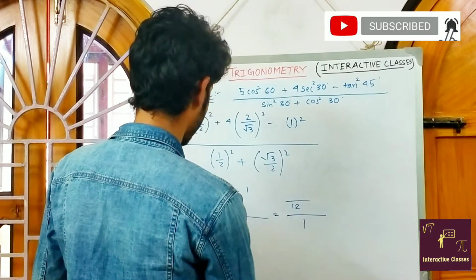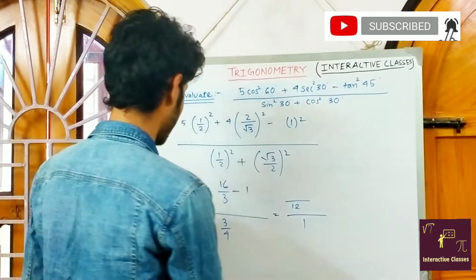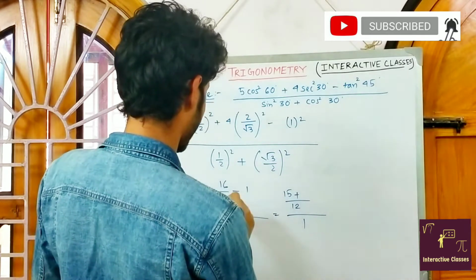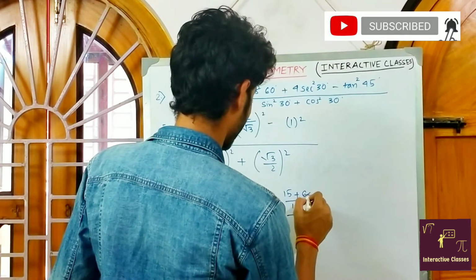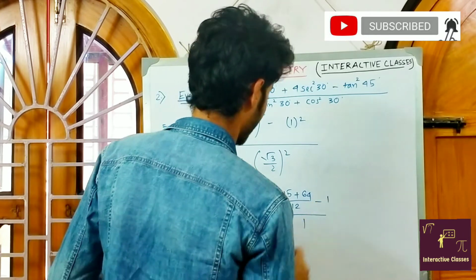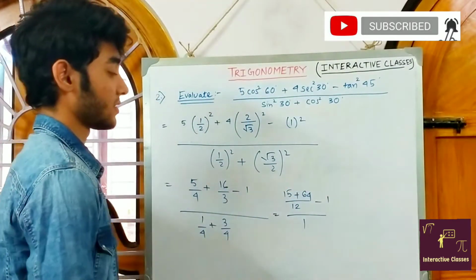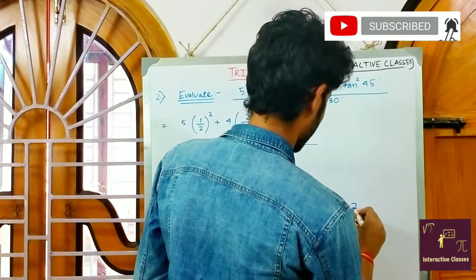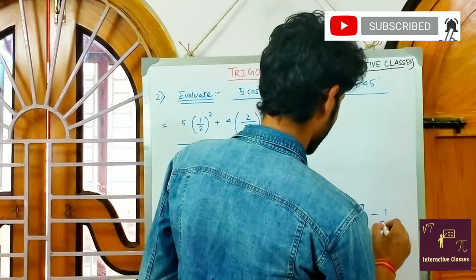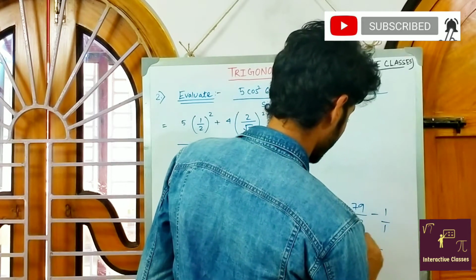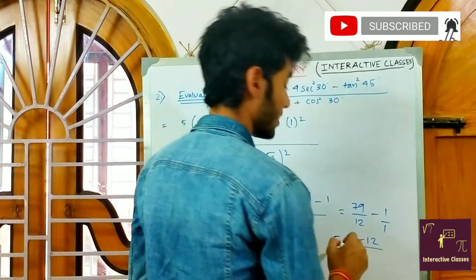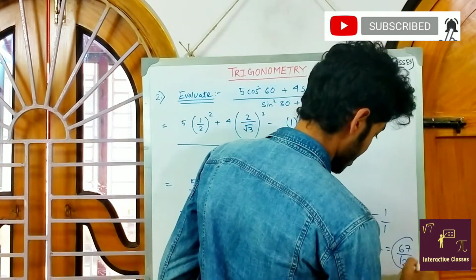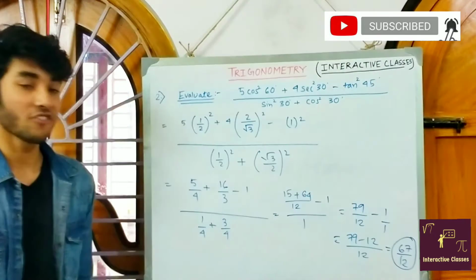We will do the simple addition and we will get 4, 3, 15 plus 3, 4, 16 for the 64 minus 1, that is 64 plus 15 is 74, 79 by 12. That is nothing but 12, 79 minus 12, that is 67. So the answer is 67 by 12.